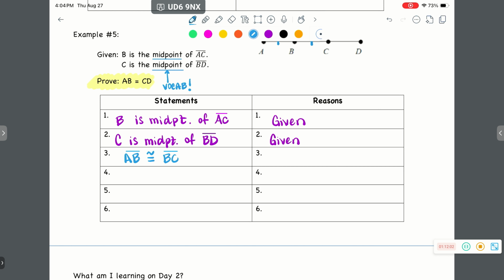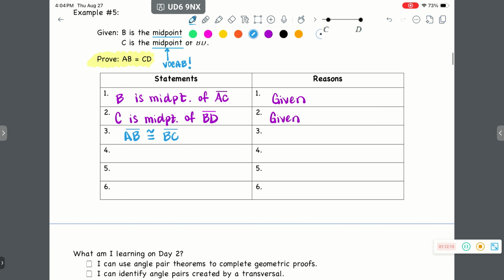I know this must be true because why? Okay, but what do you think I'm going to write in my reasons column? I can't write B as the midpoint. What? Definition of what vocab word did we just use? Midpoint.